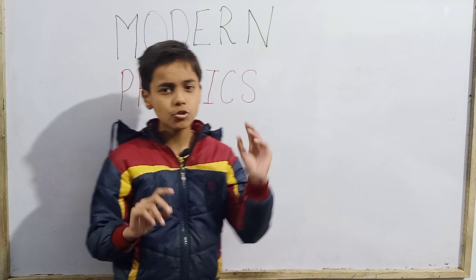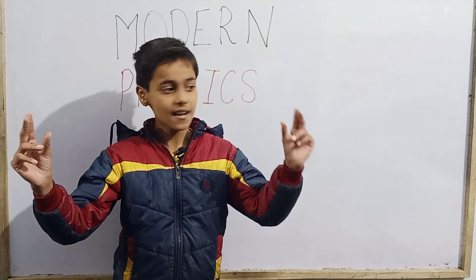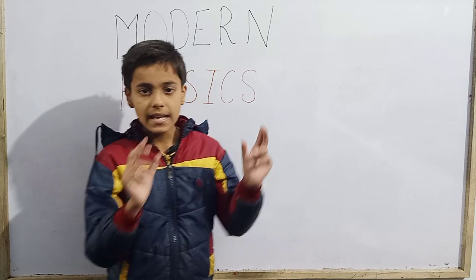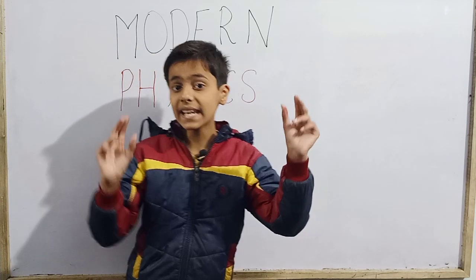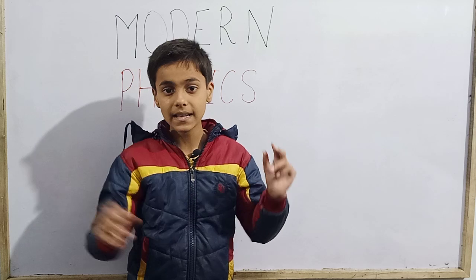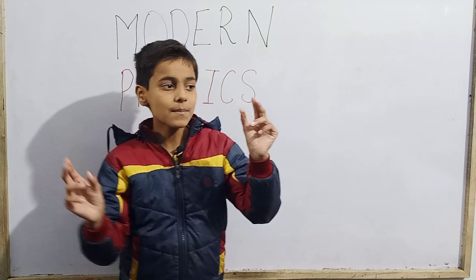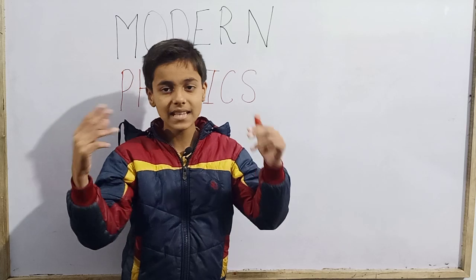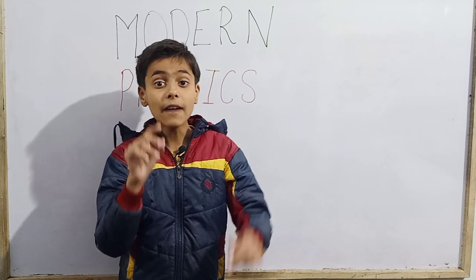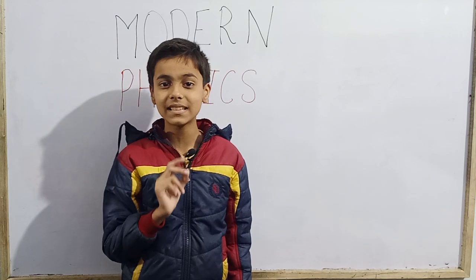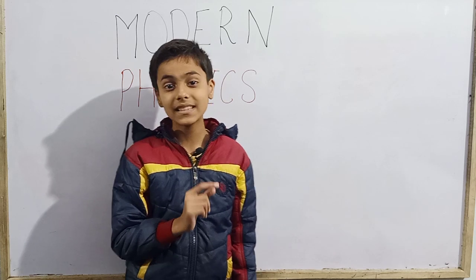suppose I have 2 points, 1 point here and 1 point here, A and B. So if any particle is going from point A to point B, and here's some point lying midway, point C. So if any particle is going from A to B, it must pass through C, but this is not the case with an electron.